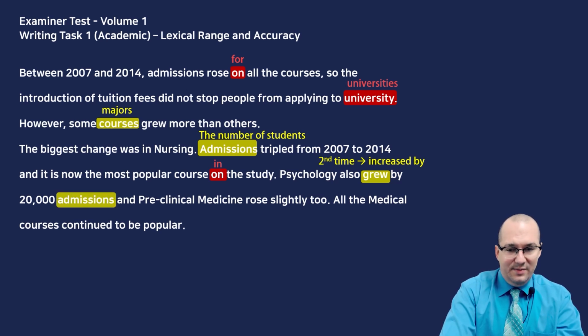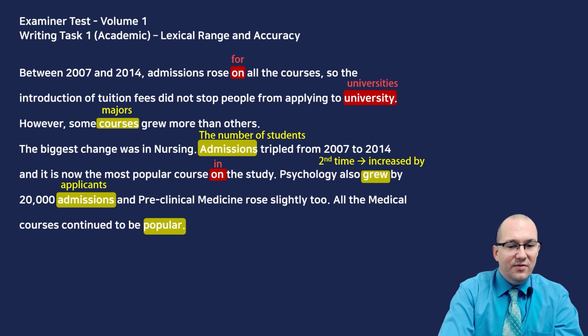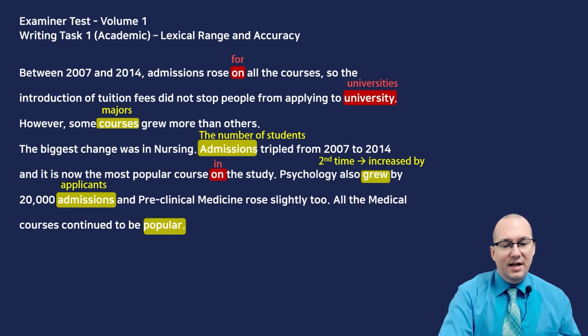And then here we see admissions one more time. Uh-oh. You have to be careful. Try not to use the same word over and over. You could say applicants. And finally, we have popular. Again, it's not wrong, but popular does appear a lot in this essay. It would look a lot nicer if you used a synonym like favored.